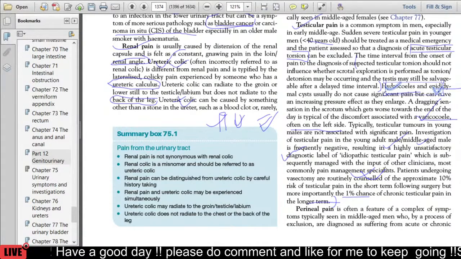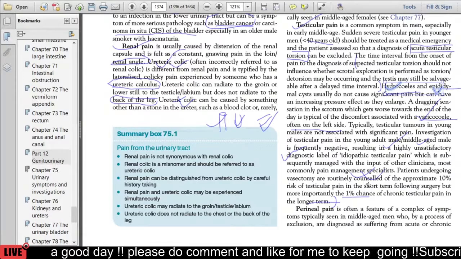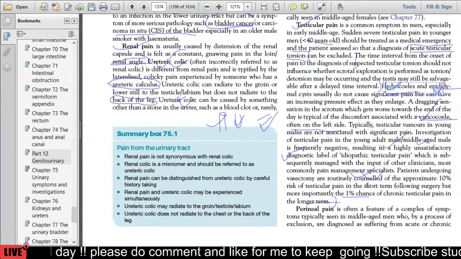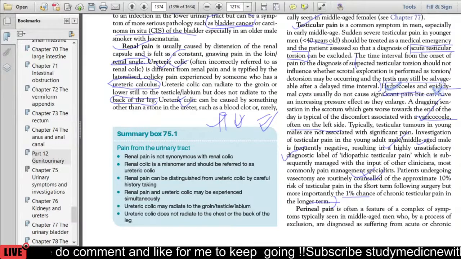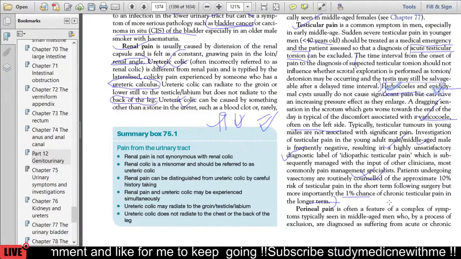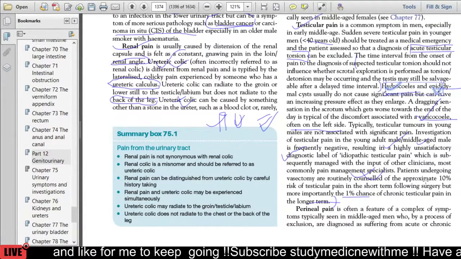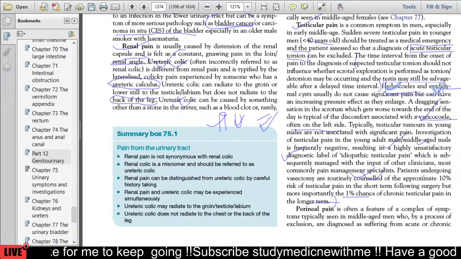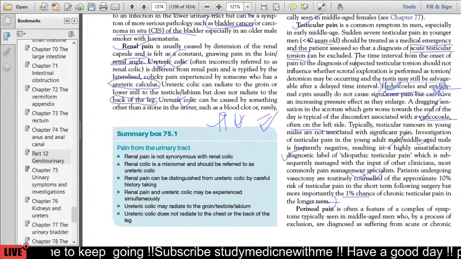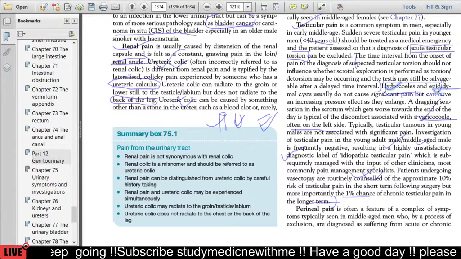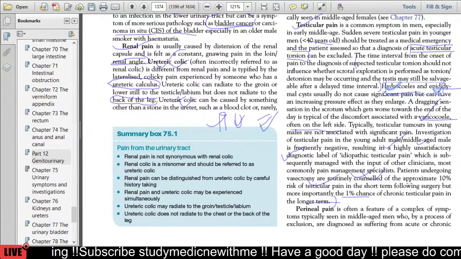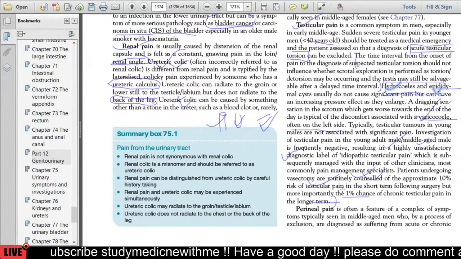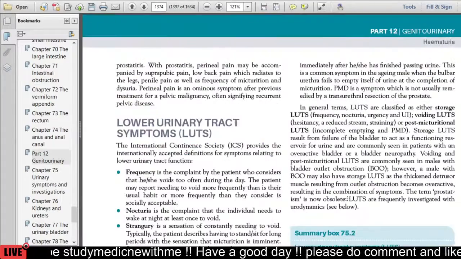Therefore, a pain management specialist is used in those conditions. And one of the most important causes of testicular pain might be vasectomy, because it is performed by many men. In that condition, about 10% of people experience testicular pain in the short term following surgery, but more importantly, there is a 1% chance of chronic testicular pain in the long term. Okay.